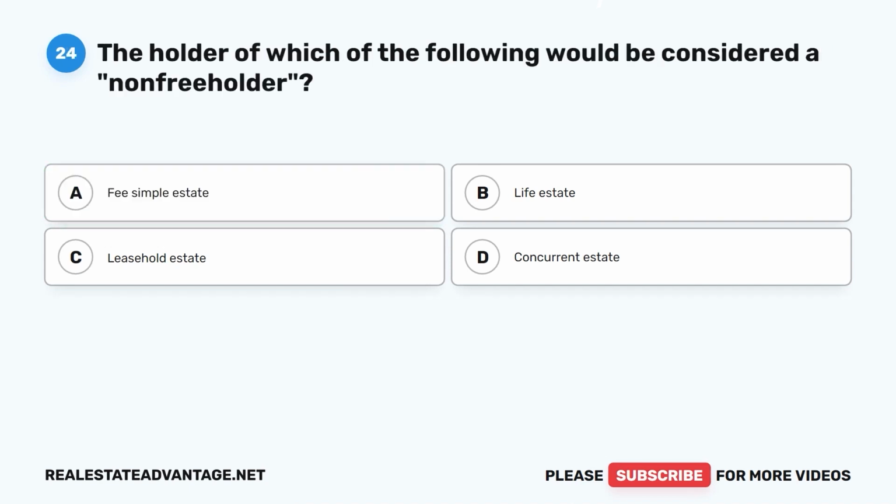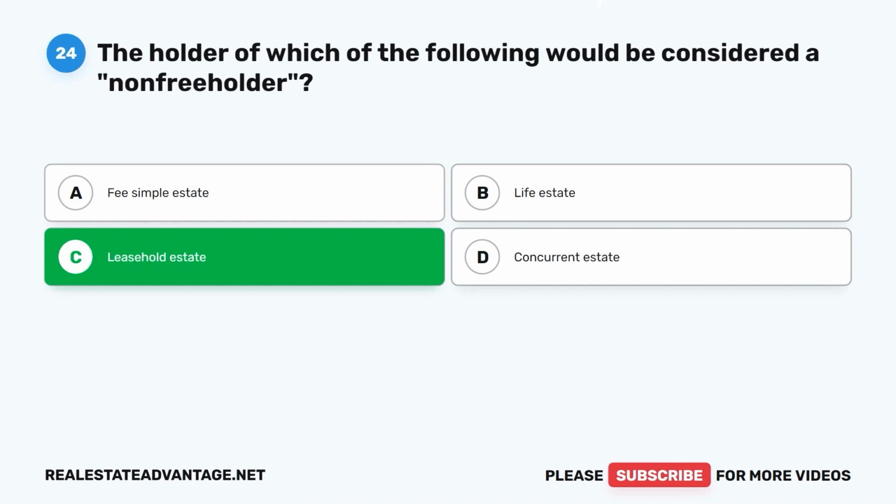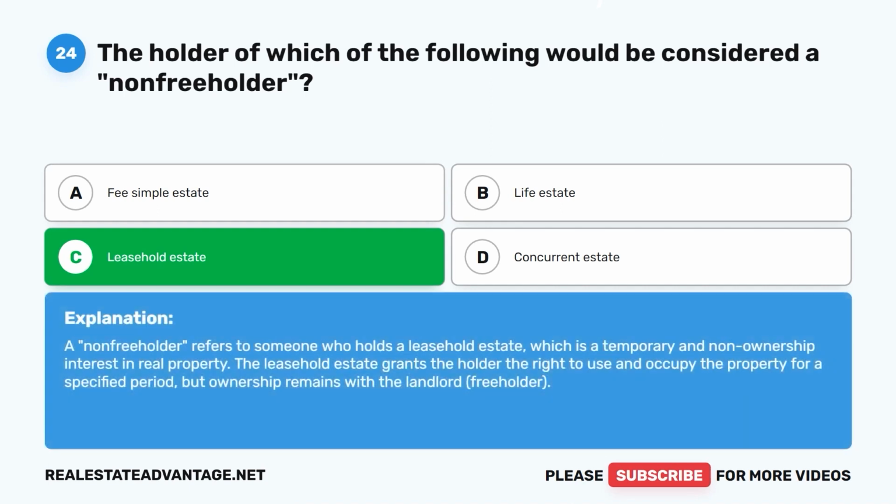Question 24. The holder of which of the following would be considered a non-freeholder? A. Fee simple estate. B. Life estate. C. Leasehold estate. D. Concurrent estate. The correct answer is C. Leasehold estate. A non-freeholder refers to someone who holds a leasehold estate, which is a temporary and non-ownership interest in real property. The leasehold estate grants the holder the right to use and occupy the property for a specified period, but ownership remains with the landlord, freeholder.